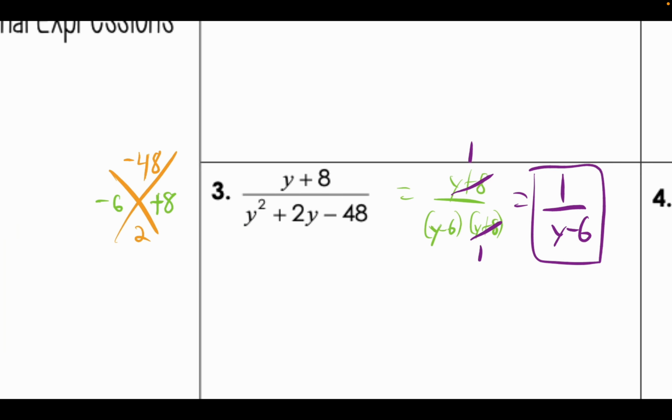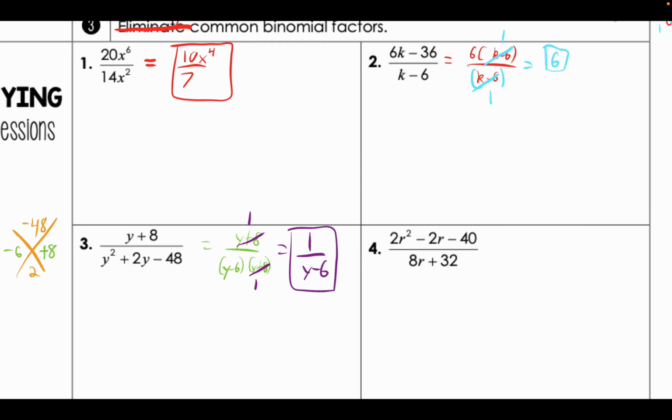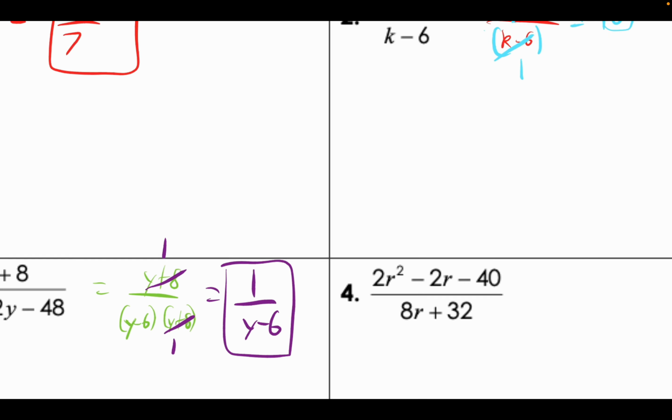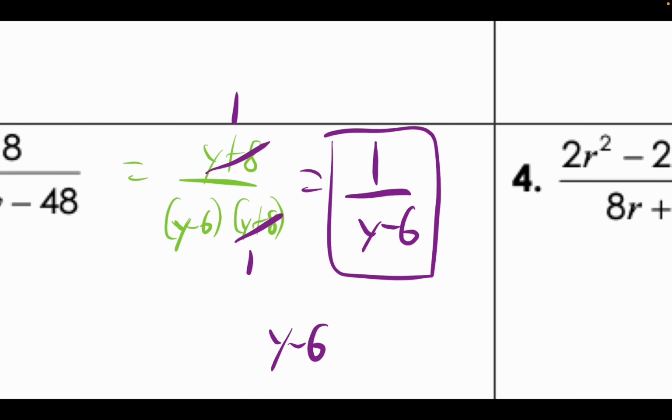And the reason we had to write the 1 on the top of the fraction on number 3, but we didn't have to do it on the bottom of the fraction on number 2, is because 6 divided by 1 is 6. Whereas 1 divided by y minus 6 is not the same thing as y minus 6. You have to have the 1 there, so we know the y minus 6 is on the bottom of the fraction.